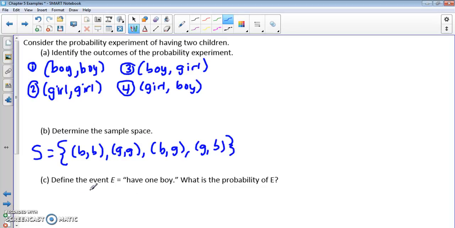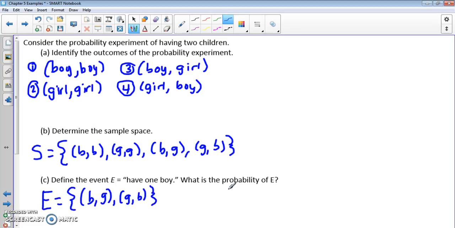And then C asked us to define the event E, have 1 boy. So we have 2 possibilities here. So E is equal to, we have our curly brackets, we can have B and then G, or we can have G and then B.